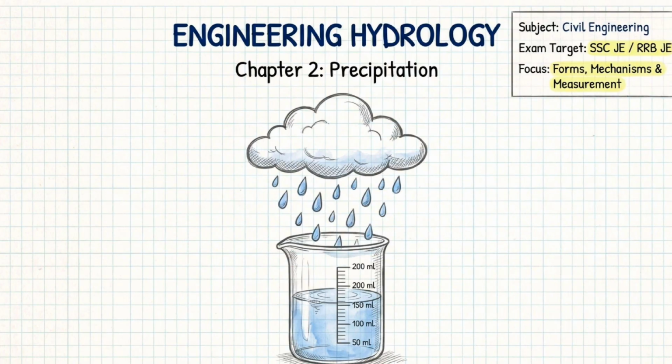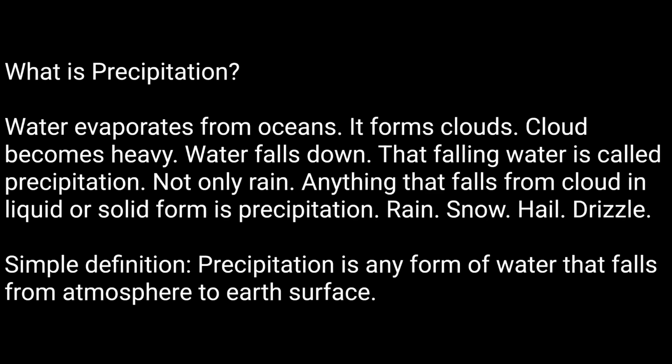Today we are entering into chapter 2, Precipitation. What is precipitation? Water evaporates from oceans. It forms clouds. Clouds become heavy. Water falls down. That falling water is called precipitation. Not only rain, anything that falls from clouds in liquid or solid form is precipitation. Rain, snow, hail, drizzle are forms of precipitation. Precipitation is any form of water that falls from atmosphere to Earth's surface.